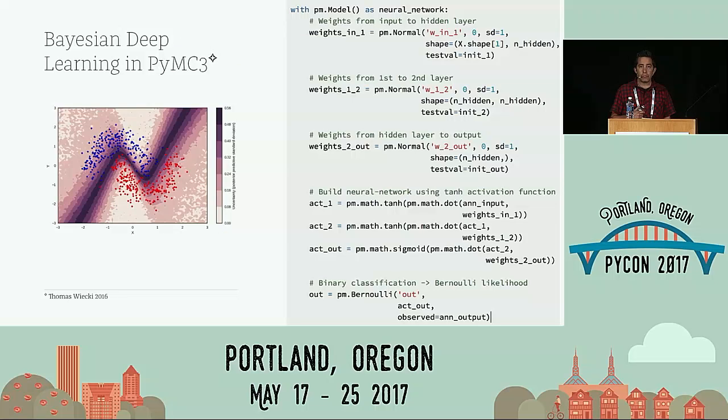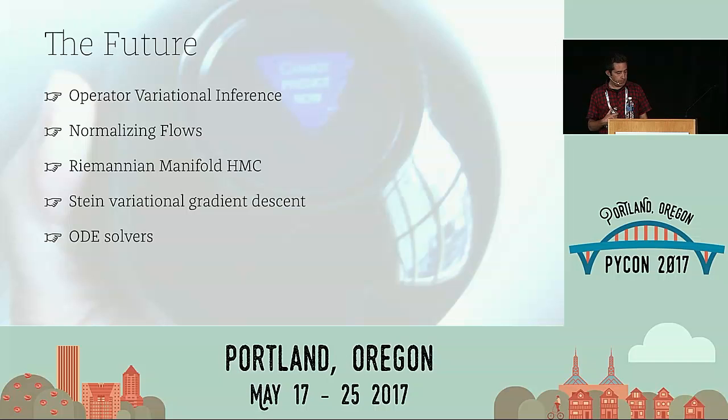Thomas, one of our other key developers, implemented Bayesian deep learning in PyMC3. And again, all this involves, if you're familiar with deep learning and neural networks, is we put priors on the weights, essentially, of the neural network. And we can fit that using MCMC or variational inference. And what we have here is actually a picture not of classification probabilities, but the standard deviation of them. So we can get uncertainty associated with our predictions from our neural network, which is great.